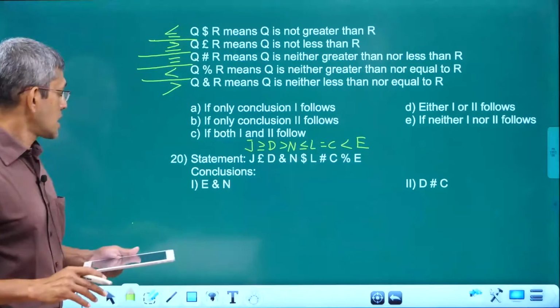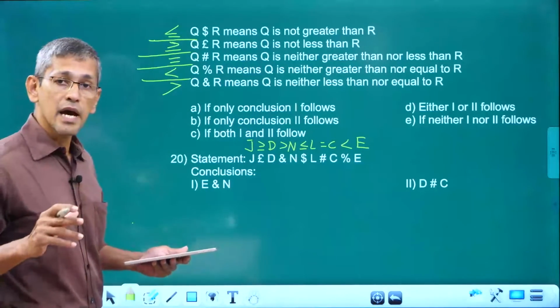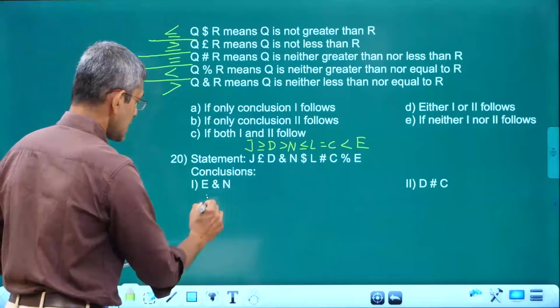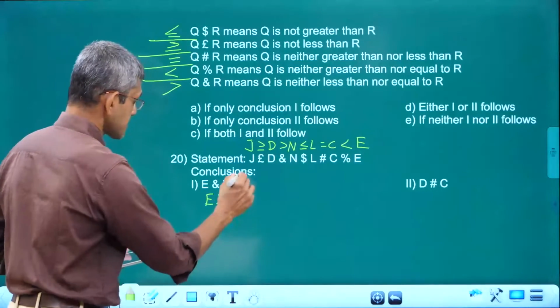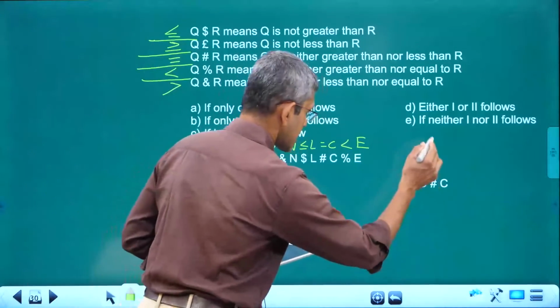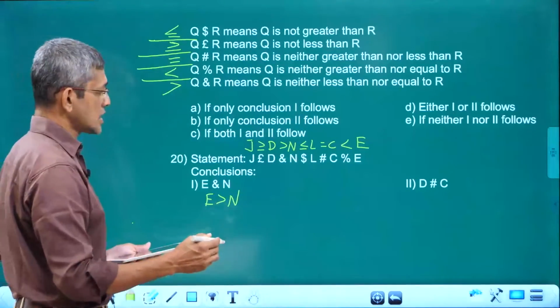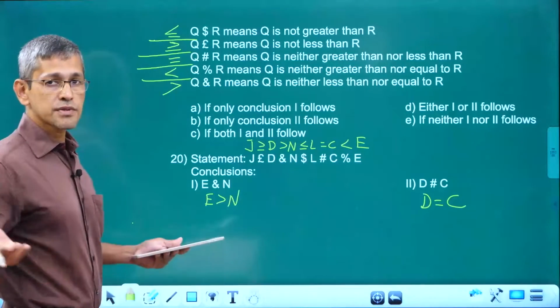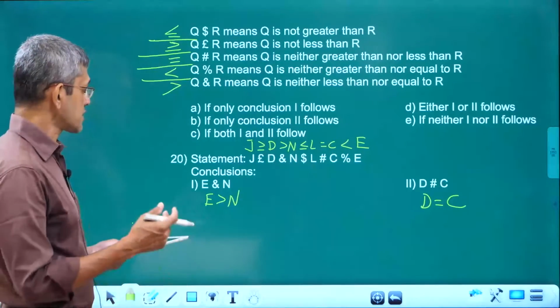Perfectly all right. Now we have the conclusion, E and N. So and means greater than. E greater than N. And D C means equal to. D is equal to C. Now it's ready for us to solve. So let's go with it.